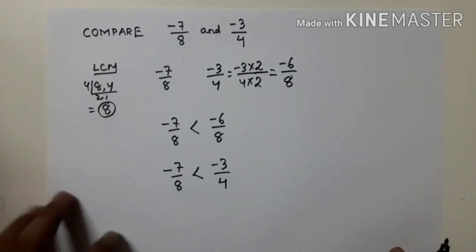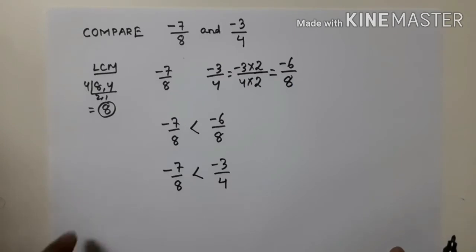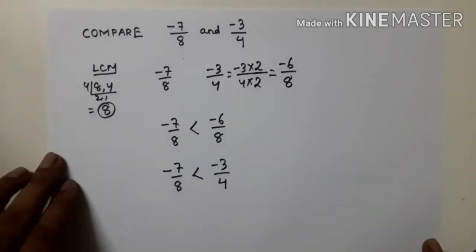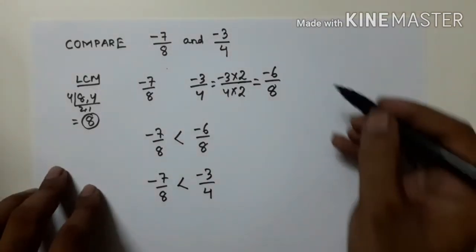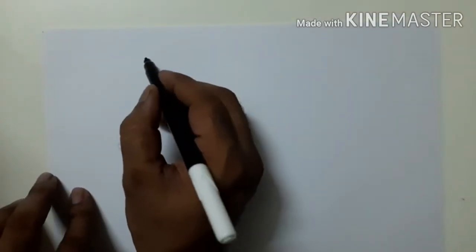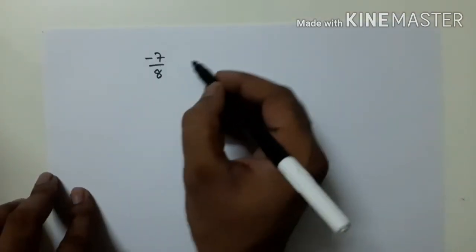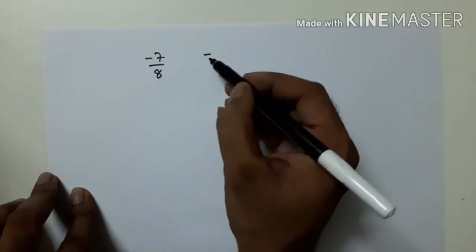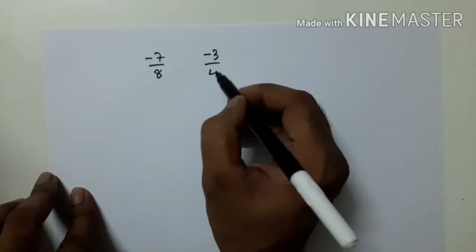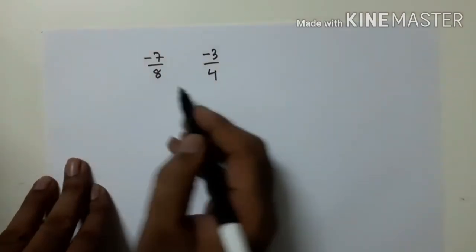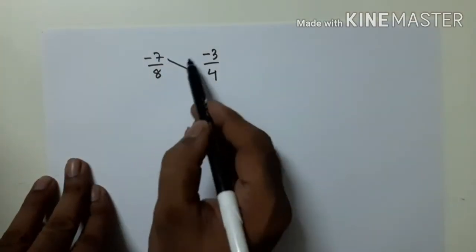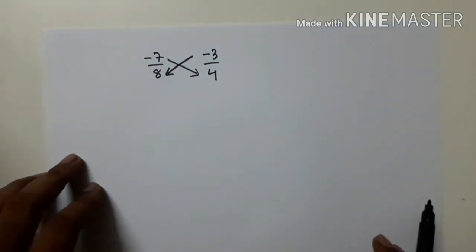So in this way we can compare two rationals. There is a shortcut for comparing these two rationals. Let me do that. We will take the same example, minus 7 by 8 and minus 3 by 4. Here we just cross multiply the numerators and the denominators.